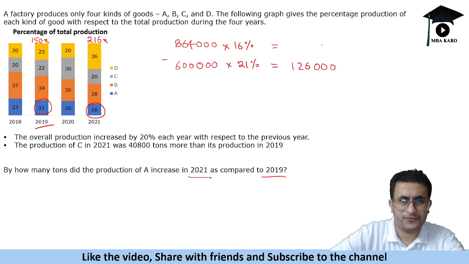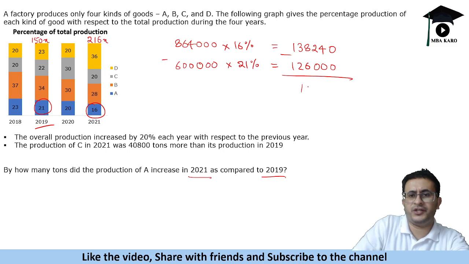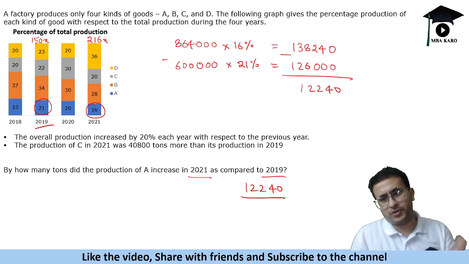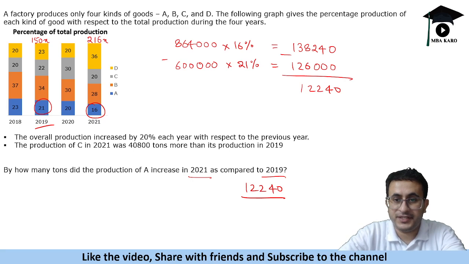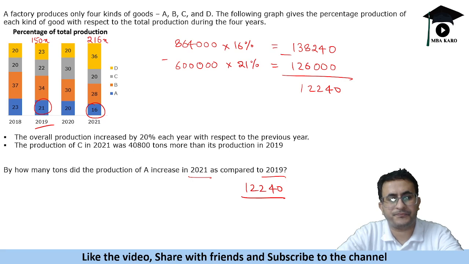Okay, 16 4s are 64. Then we have 6 carries. 96 plus 6 is 102. 10 carries, 128, 138. So this is 16% of 8,64,000. So it will be 1,38,240. Right? When we subtract it, we will get 12,240 is the answer. So 12,240. Why did we calculate actual values? Because it was needed, right? If it is percentage based, like what is the percent increase, you could have answered without calculating the value.